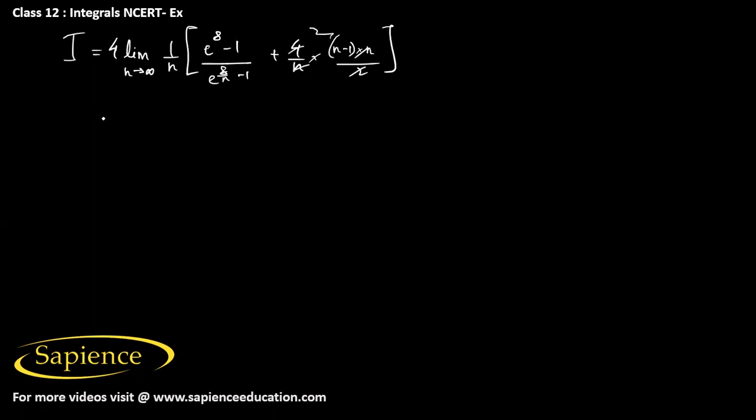2 2s are 4. This will be equal to 4 into limit n tends to infinity. Here we can divide by 8 by n and multiply by 8 by n. So then we can write limit n tends to infinity 1 by n into n by 8, and this is a constant.